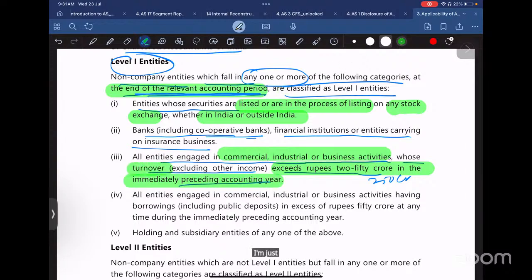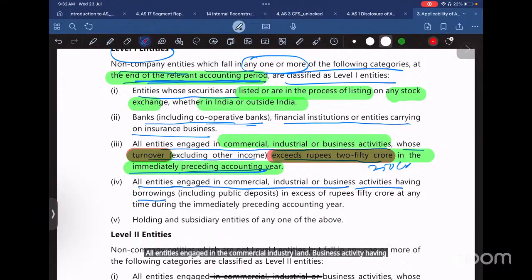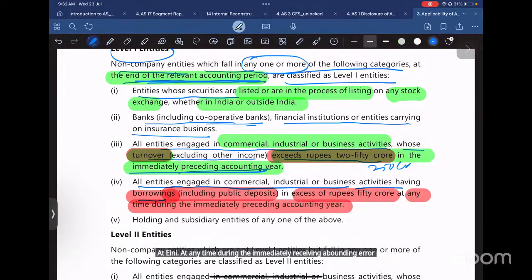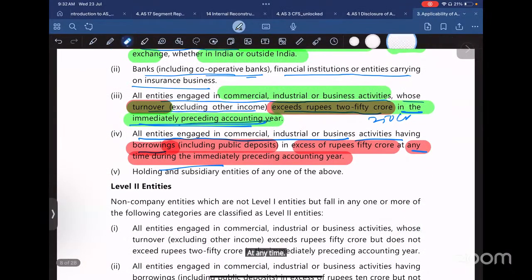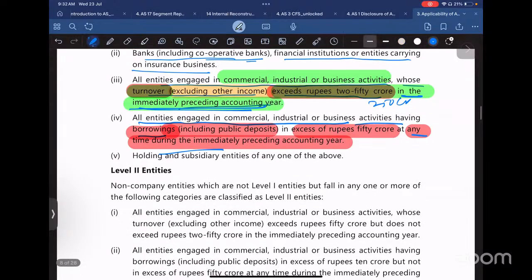Its turnover exceeding 250 crore, and all entities engaged in commercial, industrial, and business activity having borrowings, including public deposits, in excess of rupees 50 crore at any time during the immediately preceding accounting year. And holding and subsidiary entities of any one of the above.